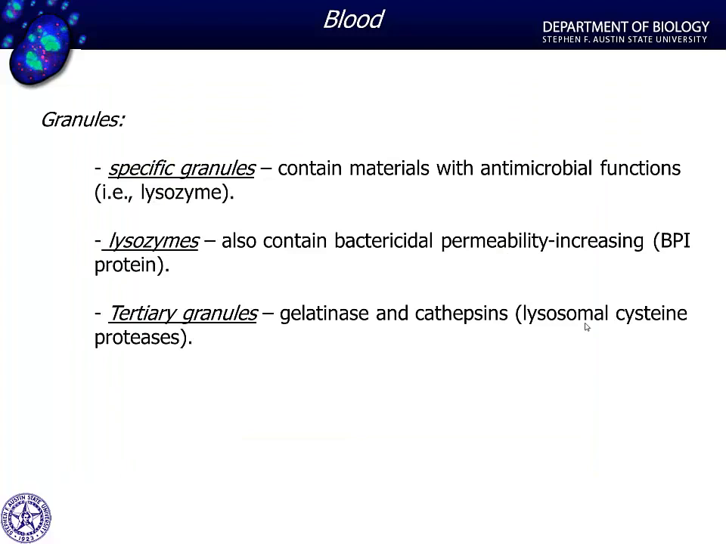Now, we mentioned the specific granules. Certainly the neutrophils have these, and many of these are going to be antimicrobial, and we'll talk about some of these. For instance, we may have lysozyme. This is going to be an antibacterial agent. Certainly with bactericidal permeability increasing protein, they call that BPI. We have tertiary granules, gelatinases, cathepsins, and these are going to be proteases that assist in degrading the basement membrane as these cells are diapedesing in and out of our circulation.